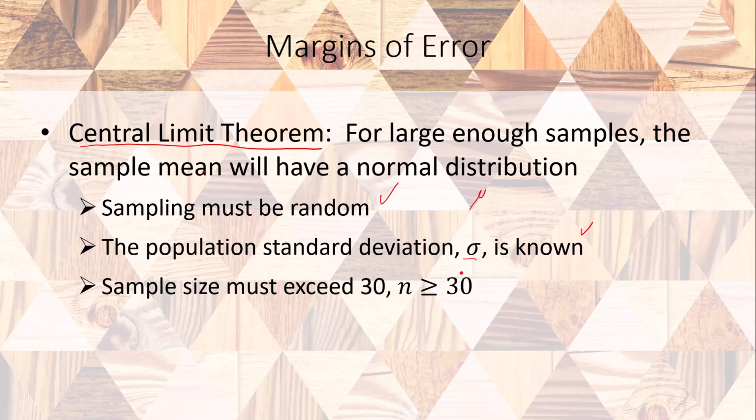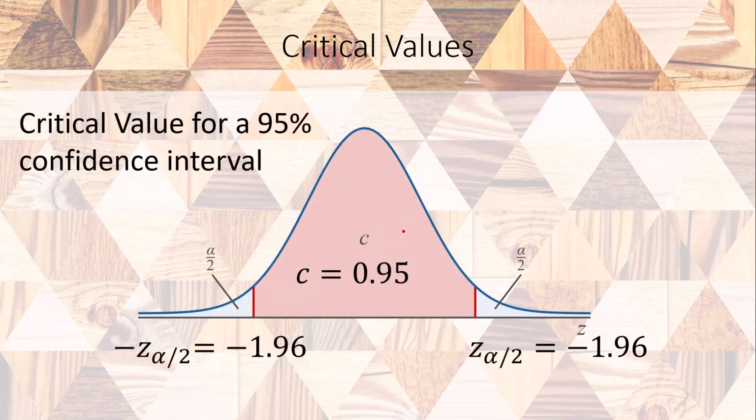If these criteria are met, then you can assume that the population mean has a normal distribution. What does that do for you? Well, it pretty much means that your population mean is going to look like this. And if you are looking for a confidence interval with a level of confidence of say C, then you are saying that the population mean is going to be somewhere in the middle of that normal distribution.